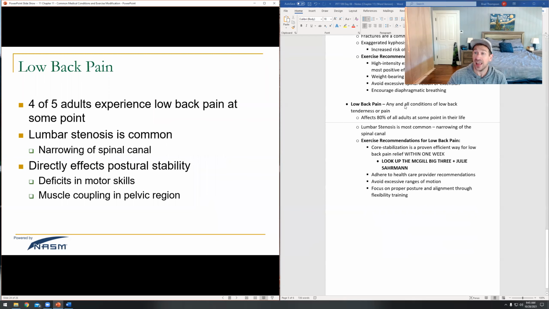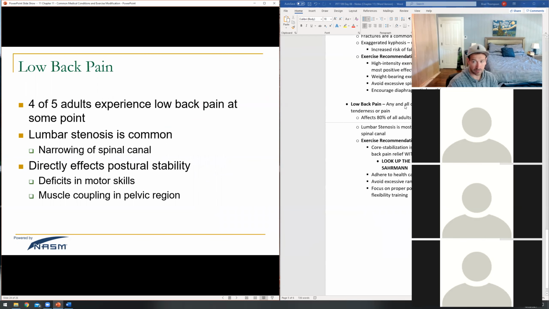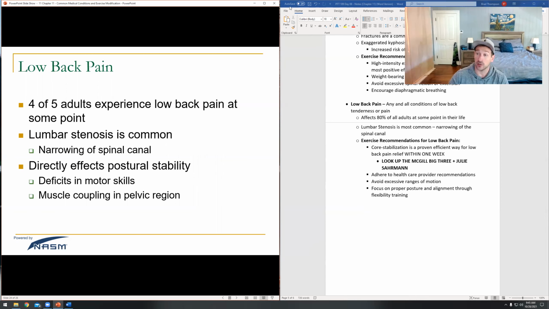So lastly, this is not necessarily a disease, but it would be considered like a comorbidity. We've got general low back pain. So low back pain, any and all conditions of pain or tenderness in the low back. This affects about 80% of adults at some point in their life. So 4 out of 5 adults are going to deal with some type of chronic low back pain, the most common of which is lumbar stenosis.